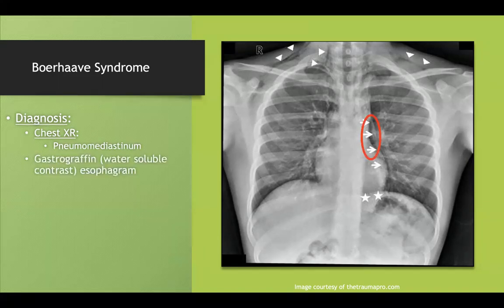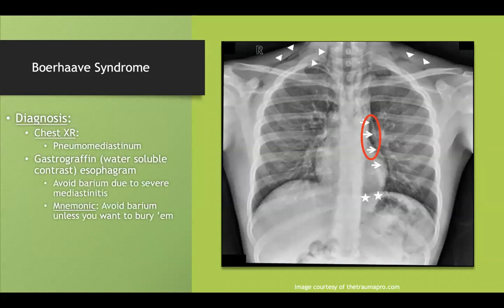Now, to diagnose this is definitely not a step 1. This is more of a step 2 concept, but I'm just going to let you know anyways. You can give them a Gastrografin or water-soluble contrast esophagram. That helps you see what's actually going on. The one thing they like to test here is they want to make sure that you don't give people barium in this spot, because it can precipitate mediastinitis and kill the patient.